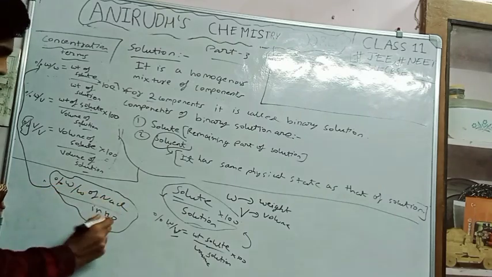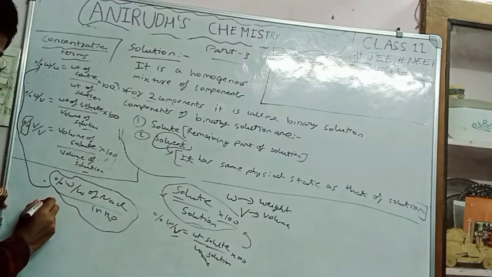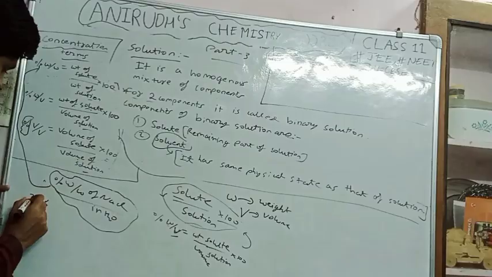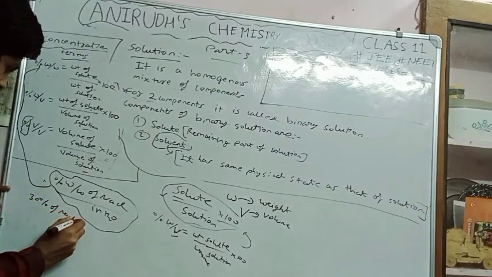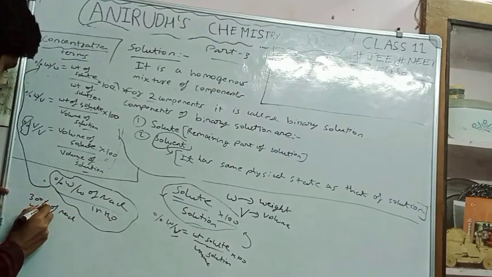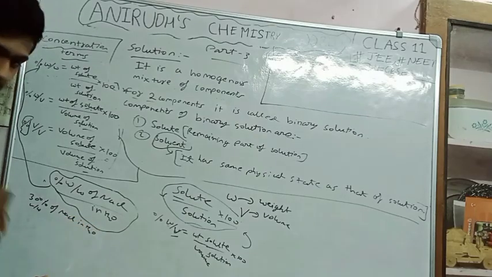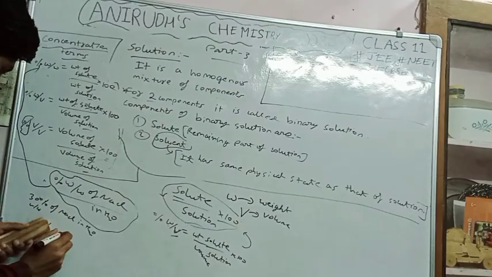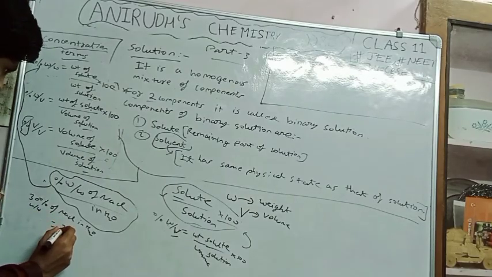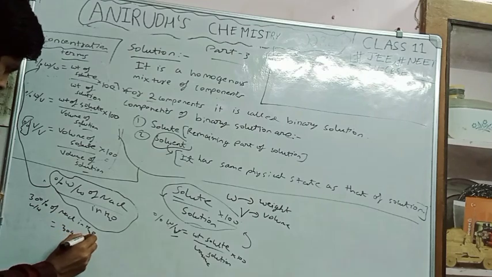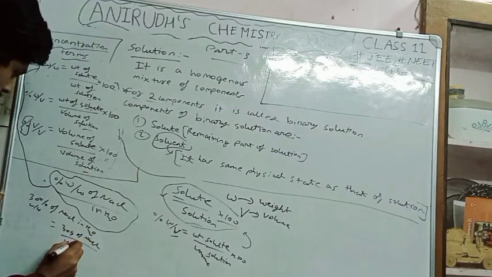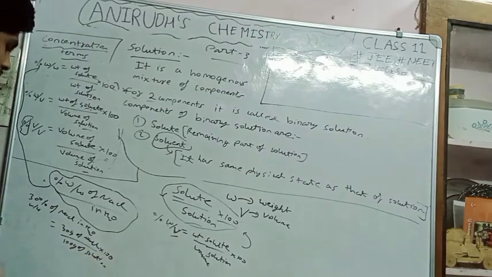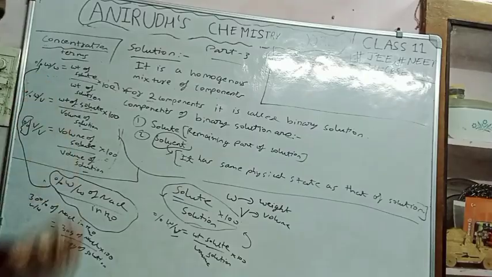Percentage weight by weight of NaCl in H2O means that if I have 30% of NaCl weight by weight in H2O, it's nothing but 30%, which means 30 grams of NaCl in 100 grams of solution into 100. This is the only meaning of it. No need to worry, right? Okay, you just copy it out.